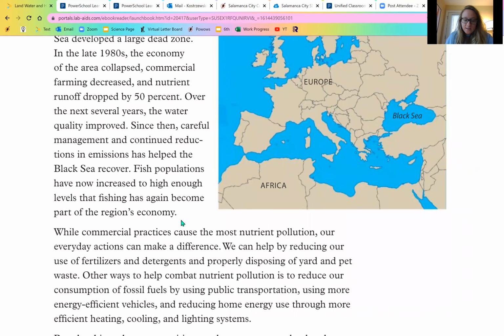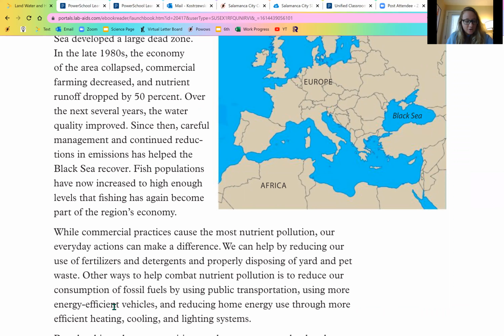While commercial practices cause the most nutrient pollution, our everyday actions can make a difference. We can help by reducing our use of fertilizers and detergents and properly disposing of yard and pet waste. Other ways to help combat nutrient pollution is to reduce our consumption of fossil fuels by using public transportation, driving with friends to go somewhere as opposed to driving separately, making sure we're not using more fertilizer than we need. These are ways that we can help reduce this contaminant in our water.